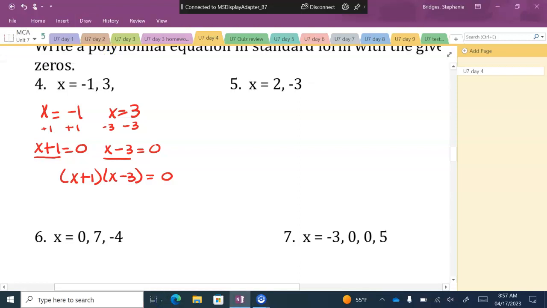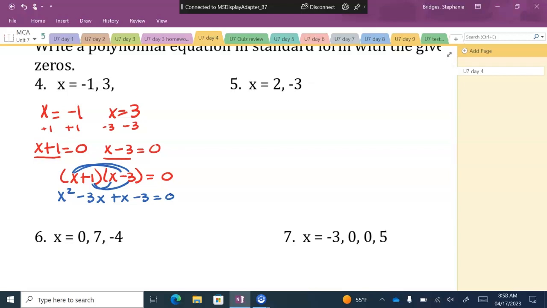So we are just going to distribute. x times x is x squared. It's -3x. That's positive 1x. That's minus 3. And we just want to combine our like terms, and we also need an equation because that's in the directions. We have to have an equation.